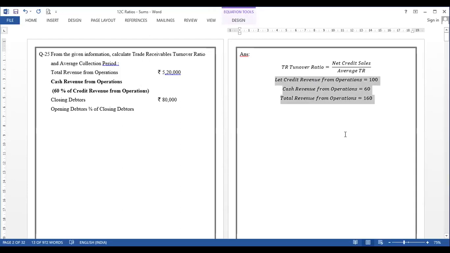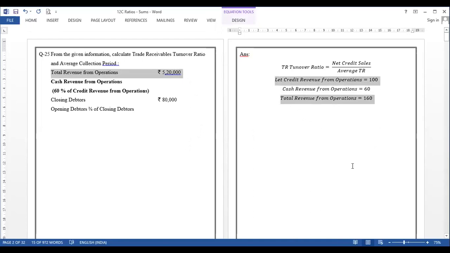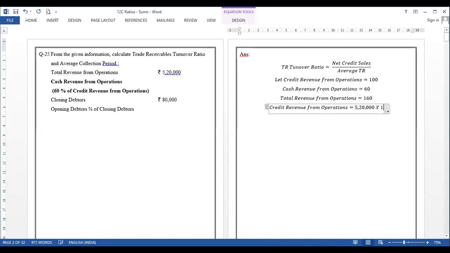And now this is very simple then. The cross multiplication: total is given to us as 160 and the amount of total revenue can be seen as 5,20,000. And as per the need of the question, I need to have credit revenue from operation, that's 100. So 160 is 520, 100 is how much? Okay, so we can calculate the credit revenue from operations. So let me write over here, credit revenue from operations will be equal to 5,20,000 into 100 by 160, 3,25,000.